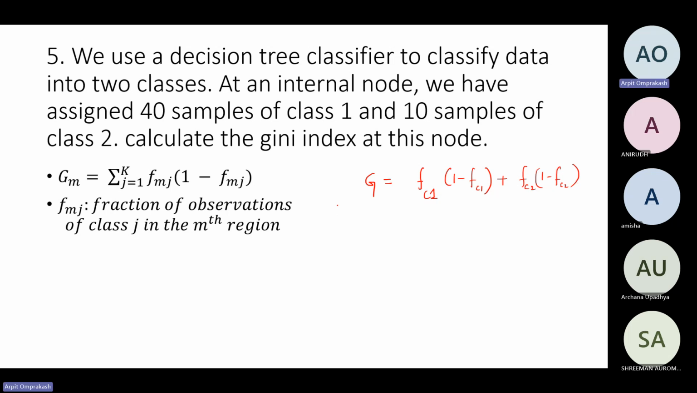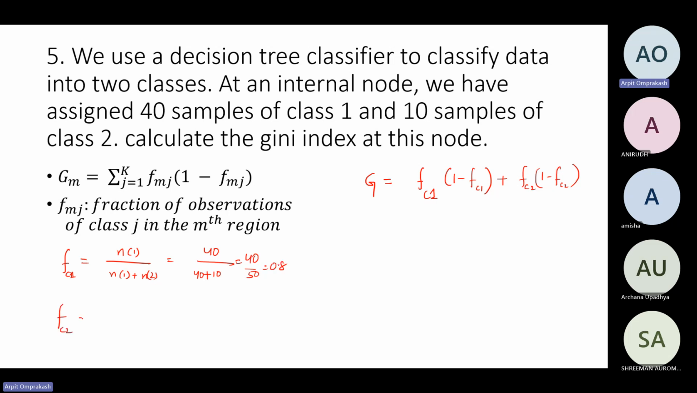Now, what is f of class 1? F of class 1 is the number of samples in class 1 divided by the number of samples in class 1 plus the number of samples of class 2. Right. So it is 40 divided by 40 plus 10, which is 40 by 50, which is 0.8.